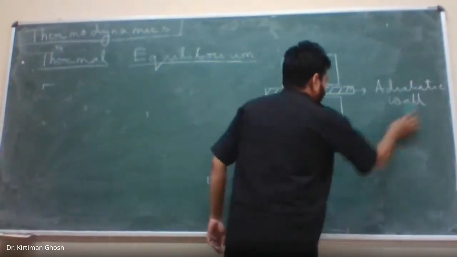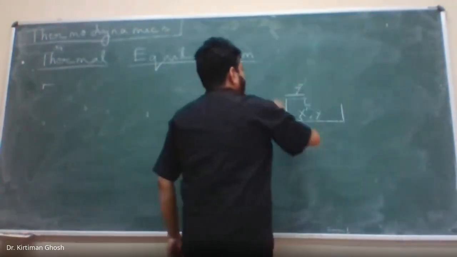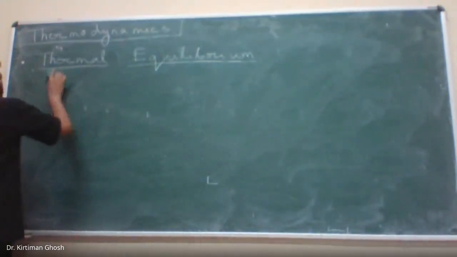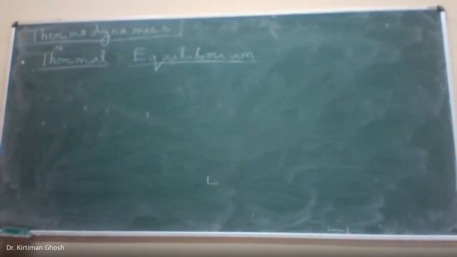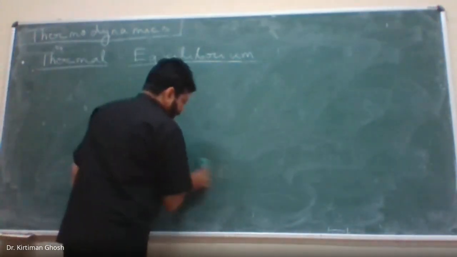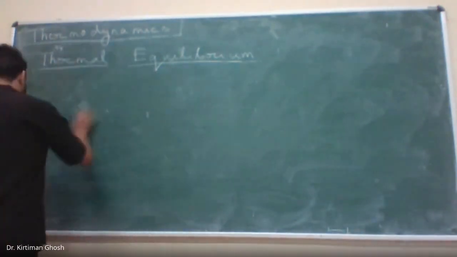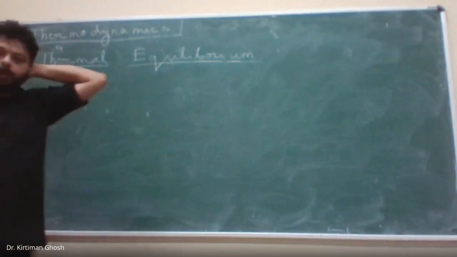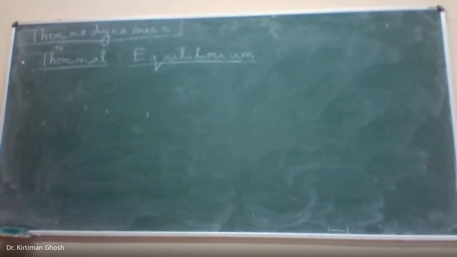Okay, so now comes the zeroth law of thermodynamics. So why zeroth law? Because it has been postulated after the postulation of the first law of thermodynamics. After the postulation of the first law, people found that there are some more fundamental laws, something more fundamental than the first law of thermodynamics, which we need to postulate. So they postulated the zeroth law of thermodynamics.